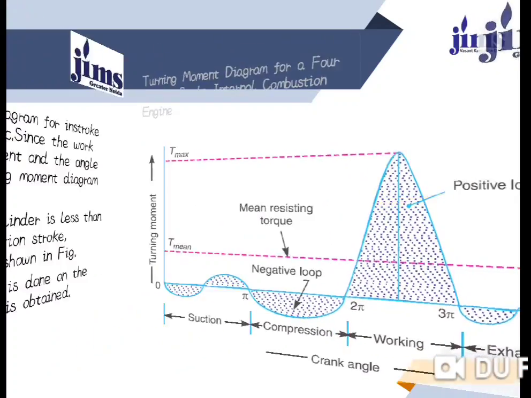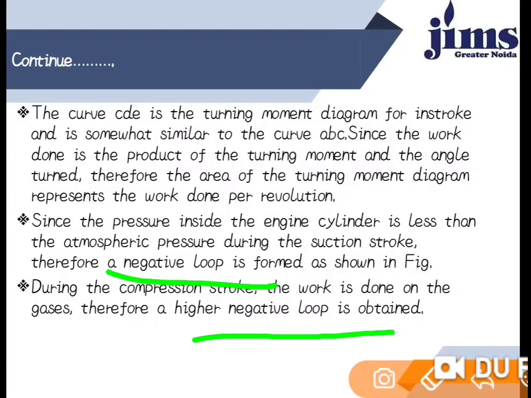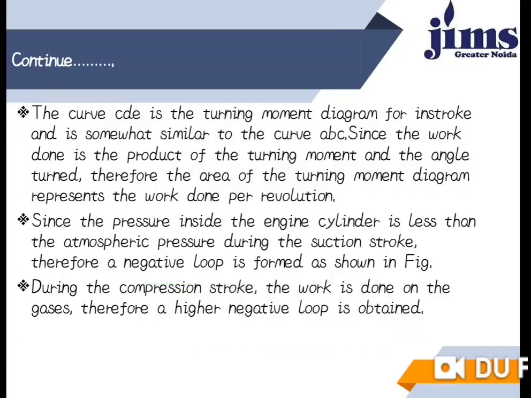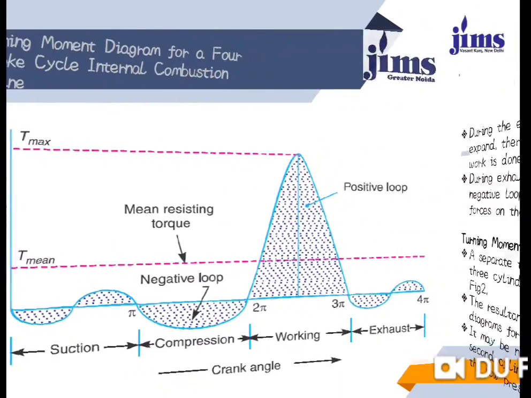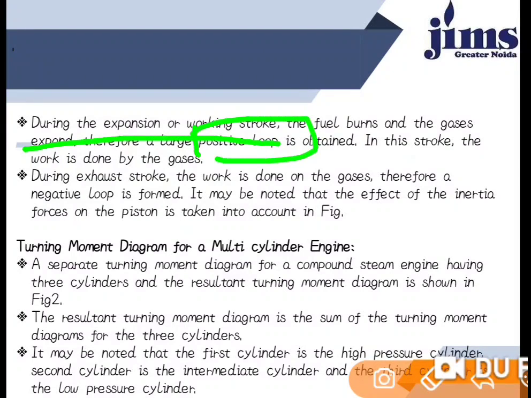So you can see in the theory, since the pressure inside the engine cylinder is less than the atmospheric pressure during the suction, we achieve a negative loop. During compression we also get a higher negative loop. During expansion we get a positive loop, this one. During exhaust we again achieve a negative loop, this one. So I hope you understand how we can use the turning moment diagram for a 4-stroke engine.